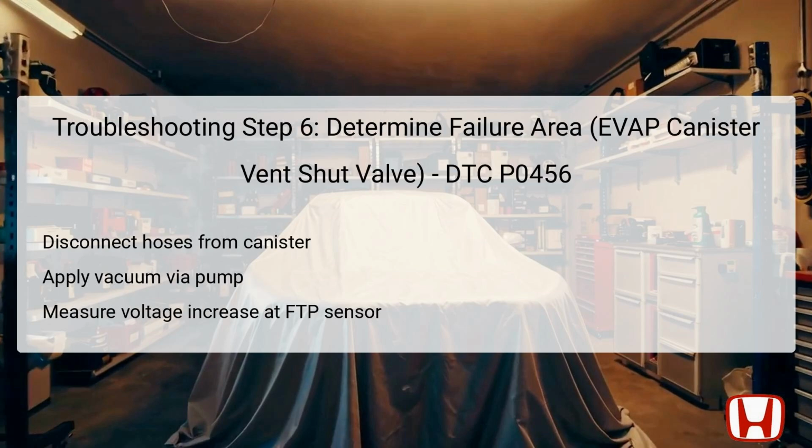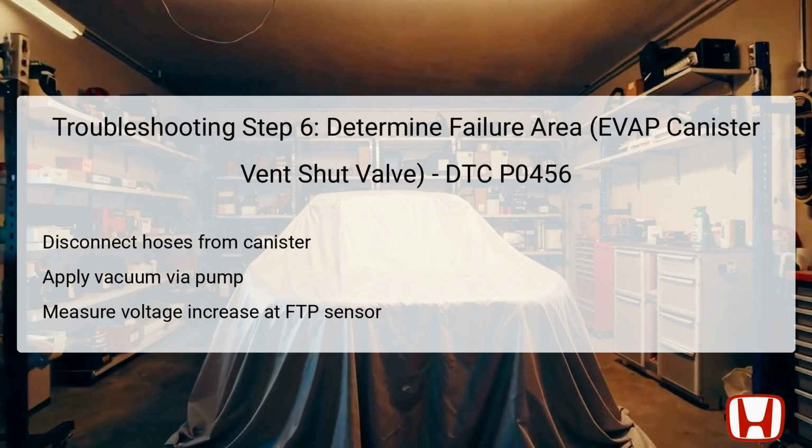This step involves isolating the EVAP canister vent shut valve to check its operation. Disconnect hoses from the canister, then connect a vacuum pump and a vacuum gauge. Turn on the ignition and run the EVAP test with the HDS, selecting EVAP CVS on mode on the single solenoid. Apply vacuum until the FTP sensor voltage hits 1.90 volts.